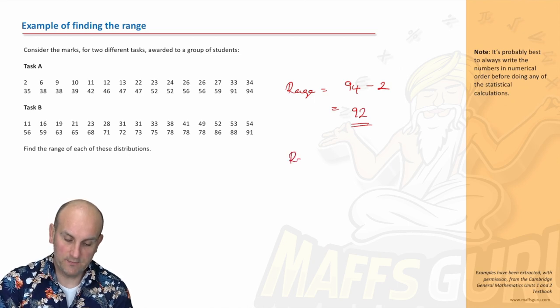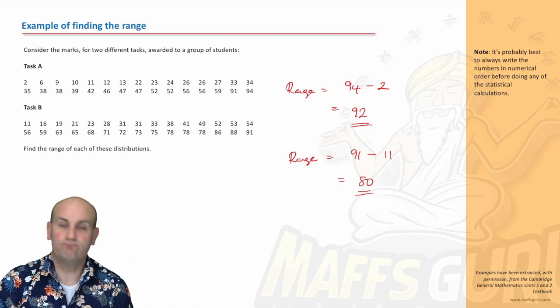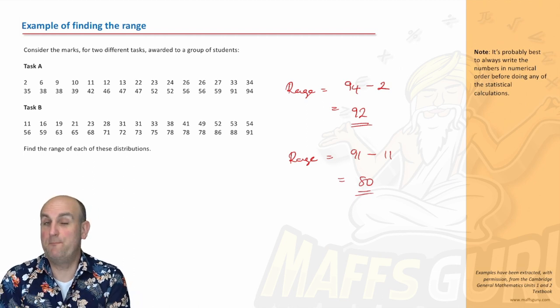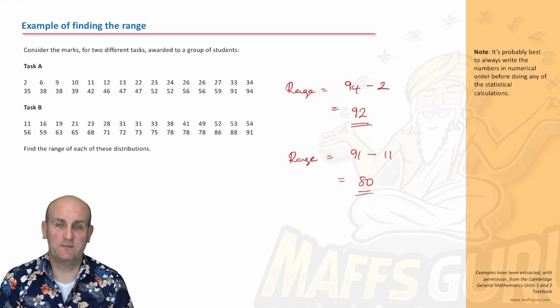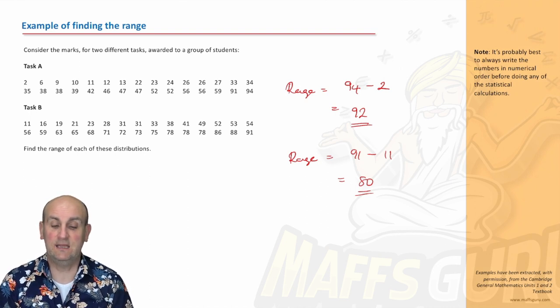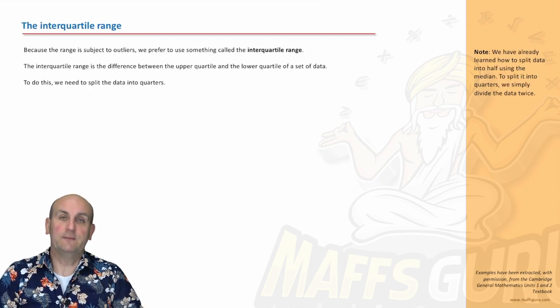Let's look at task B. The range is going to be, if they put it in order again, 91 minus 11, which gives me 80. And so, there we go. We would now compare these data items. That's the whole point of doing this, is to compare them. There's no point just saying, oh, task A has a range of 92. It doesn't mean anything.